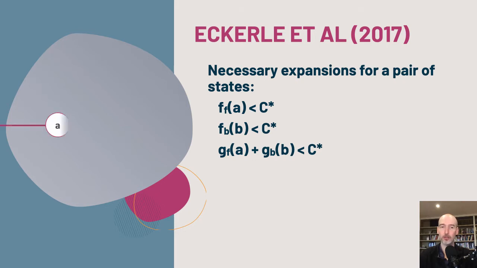And there's 3 conditions. First, the state in the forward direction must have f cost that's less than C*, where C* is the optimal solution length of the path. The state in the backwards direction similarly must have an f cost which is less than C*. And then third, the g cost of the 2 states together must sum to something that is less than C*. And if you have all 3 of these conditions, in order to guarantee that the solution is optimal, with cost C*, then we must expand one of either a or b, but not both.